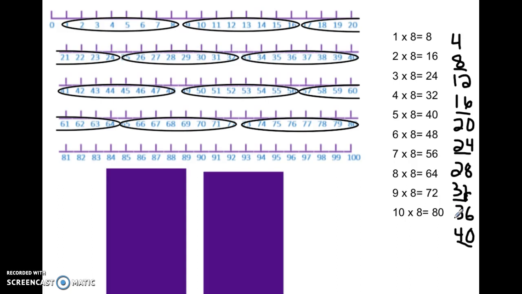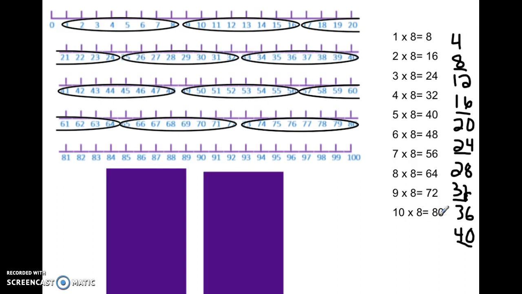So if you know your 4s, you can double those and get a lot of your 8 count bys as well. All right, some other things that you might see when we look at our patterns. You might notice that all of our 8s are even, right? All of the products of our 8s are even. The ones digits of the products follow the pattern of 8, 6, 4, 2, 0, 8, 6, 4, 2, 0.